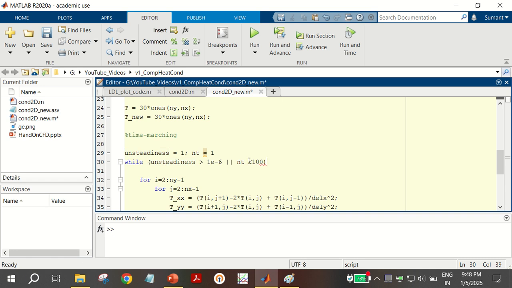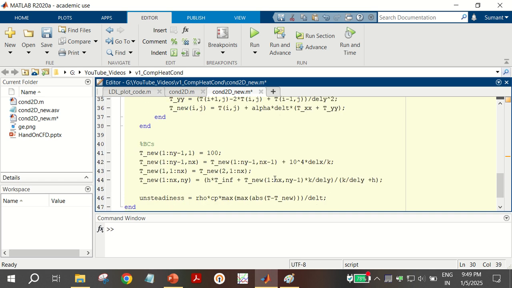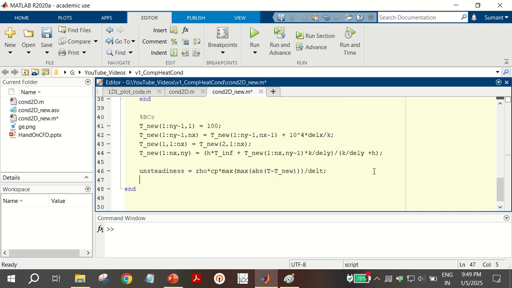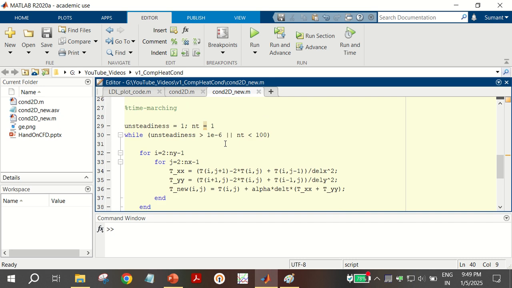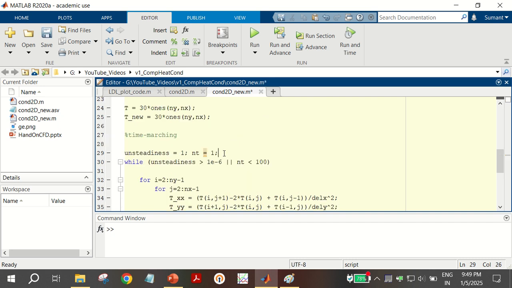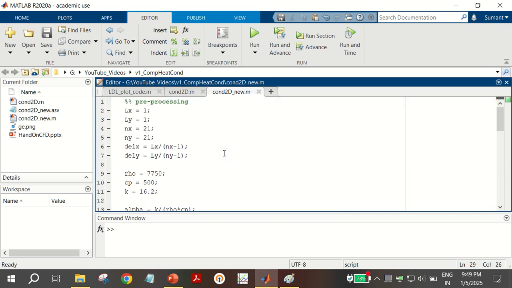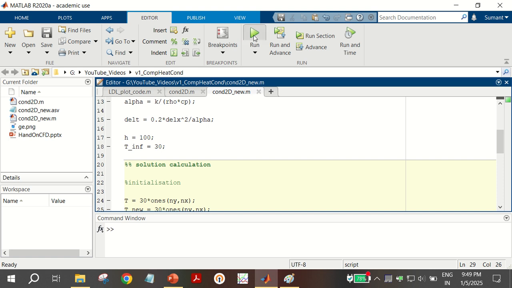Even though unsteadiness might reach a very low value, since the number of time steps is low, it will keep on solving. I'll also update the time step: nt is equal to nt plus 1. That is how you do the calculation. Now I think we are done with the code, we can just click on run.